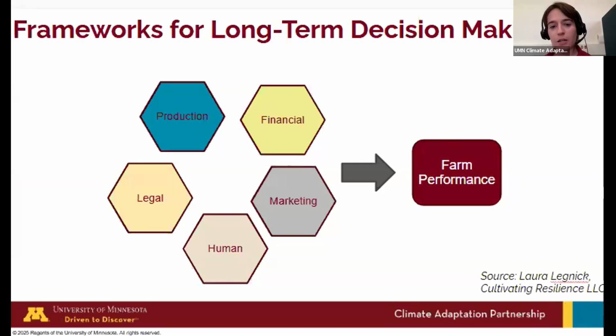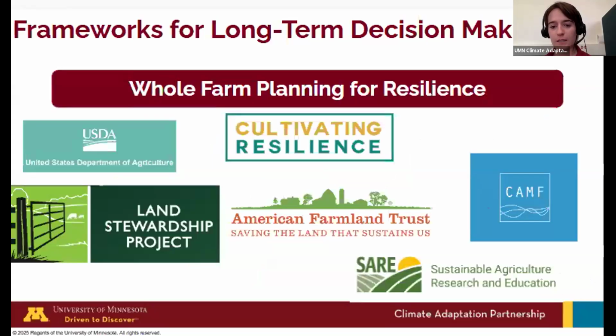The other thing we need to consider in terms of frameworks for long term decision making is ways to spread risk. So we know that production, financial, legal, marketing, and human risk all impact farm performance. We're really focused on how we can decrease those risks. A number of organizations, including some that we partner with, have moved to this idea of whole farm planning for resilience, where again, you're thinking about risks across buckets beyond the purely economic or agronomic components of the farm.